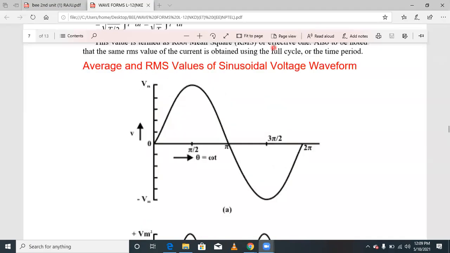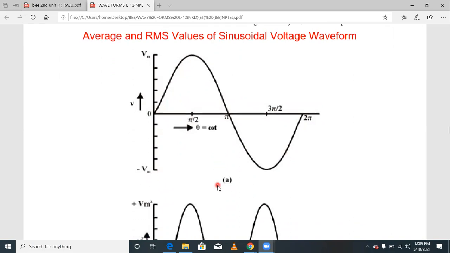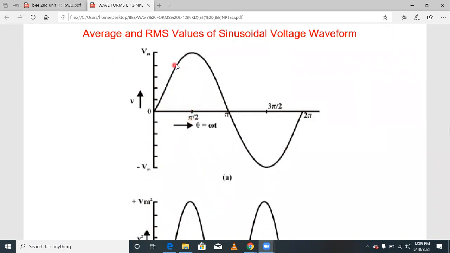Average and RMS values of sinusoidal waveform. Okay, this is the sinusoidal waveform. These are the different instants: 0 degrees, pi by 2, pi, 3 pi by 2, and 2 pi. This is called the maximum value Vm, and on the negative side the maximum value is minus Vm. So what is the square of this waveform?